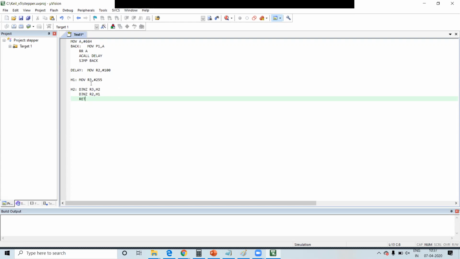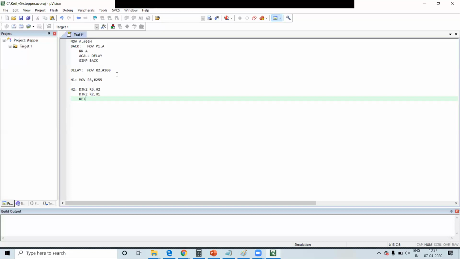In the delay routine, it's a common delay routine where we store some constant value in one register or two registers and they are decremented until they become 0. So it's a delay routine and this process is continued. Nothing else is there in this program, only you have to store the values 66H, 33H or 99H or CCH. Any one of these values will be stored in the accumulator. A to P1, RRA and call delay, again move back. The rest of the things are taken care of by the motor driver and the stepper motor.